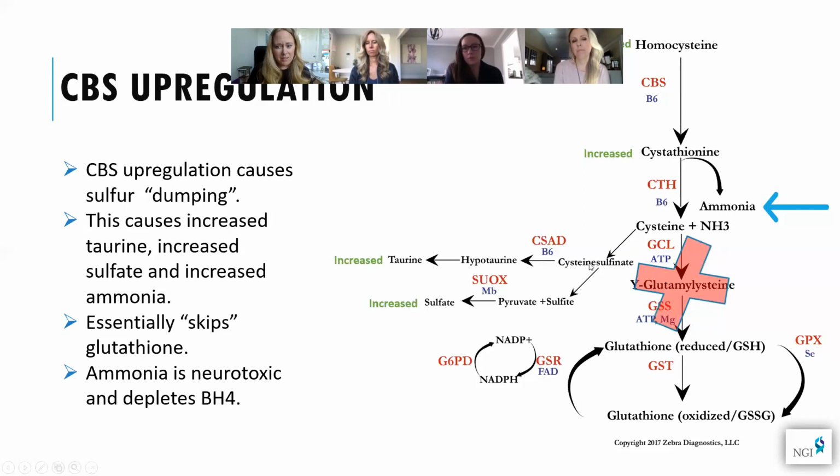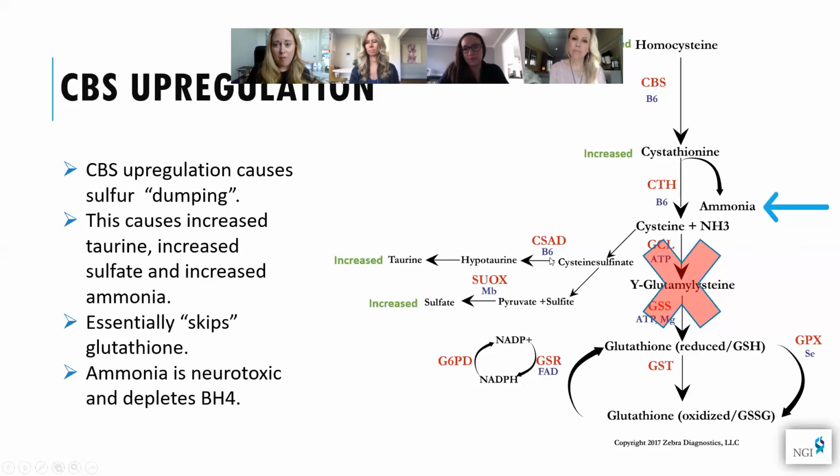Unfortunately, what ends up happening is we end up skipping this important part over here that creates glutathione, which is a bad thing. We need glutathione. This is what protects us from cancer. It protects us from detoxification issues. And then unfortunately, it starts to dump ammonia into the system. Ammonia is neurotoxic, and this depletes something called biopterin.